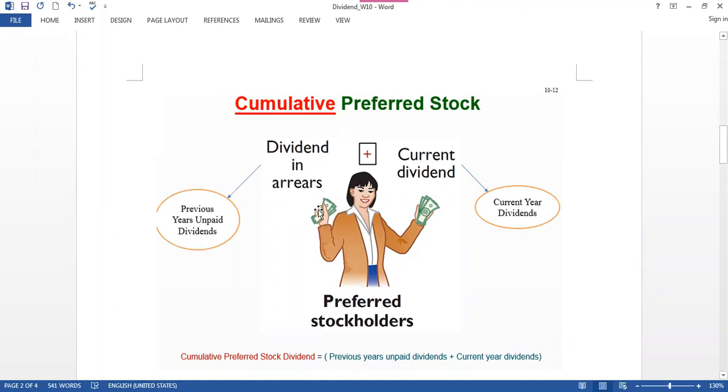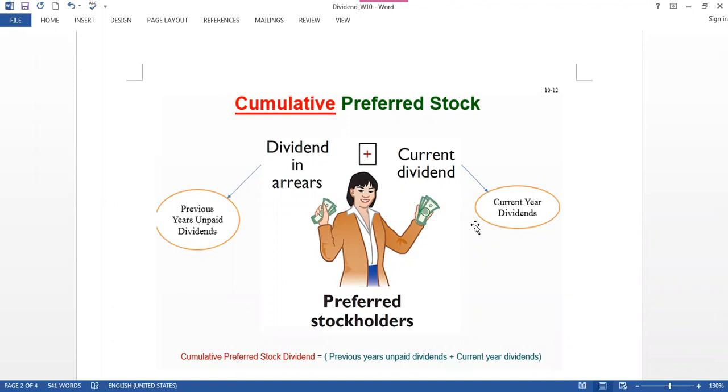So this lady is going to receive the previous year unpaid dividend first. Then she is going to receive the current year dividend. Current year means this is 2023. So what is the dividend for this year? She is going to receive the dividend. So this is called a preferred shareholder with cumulative classification.